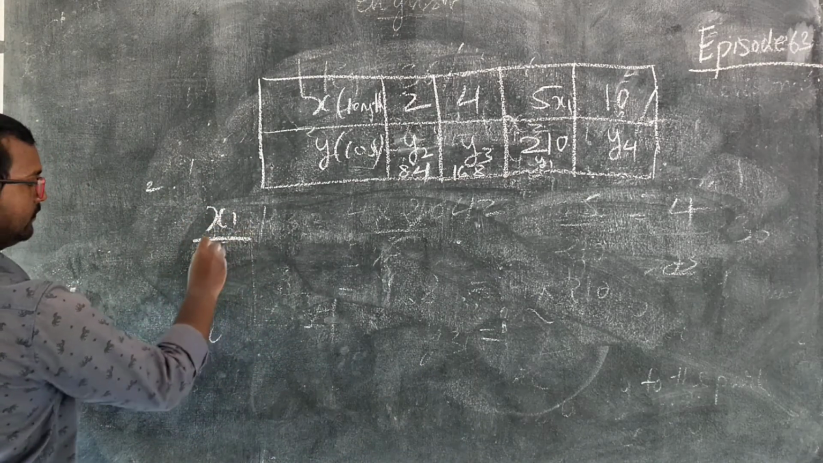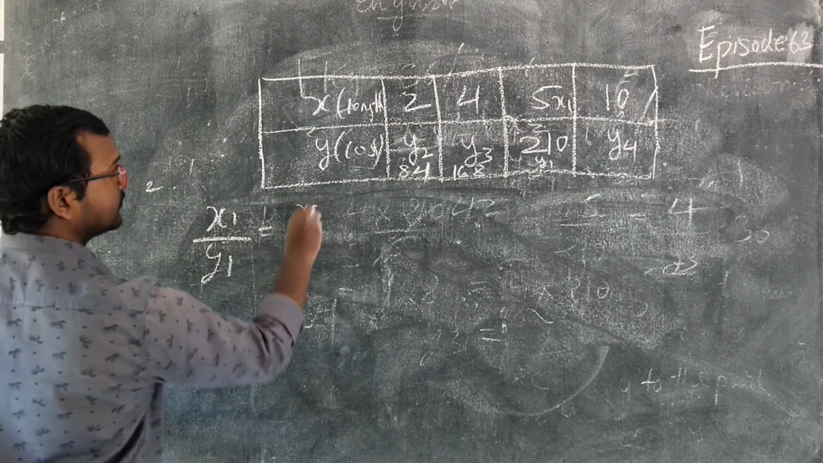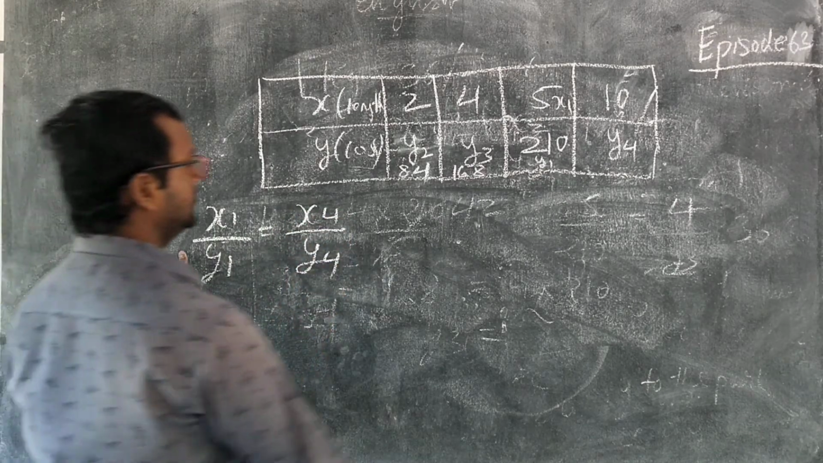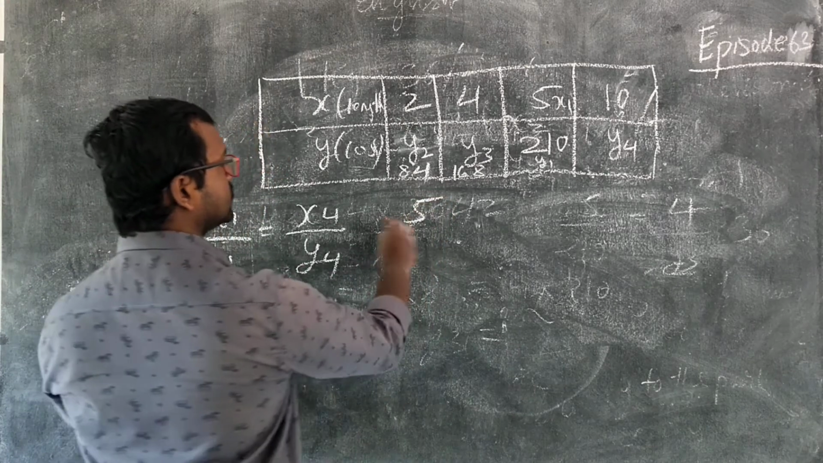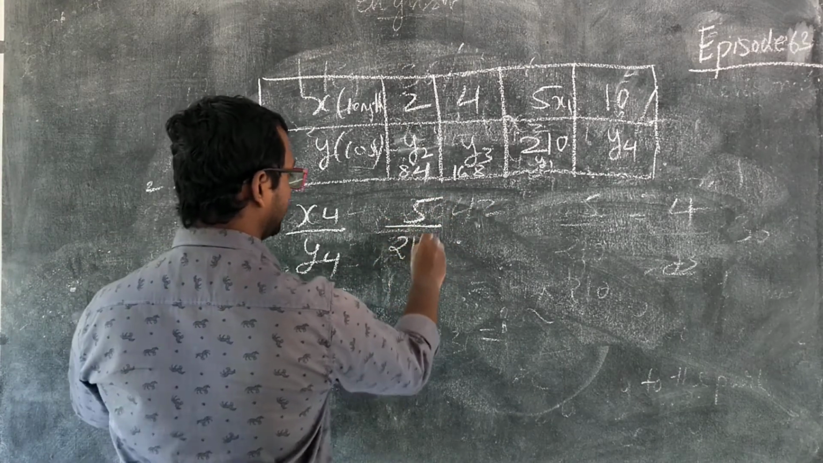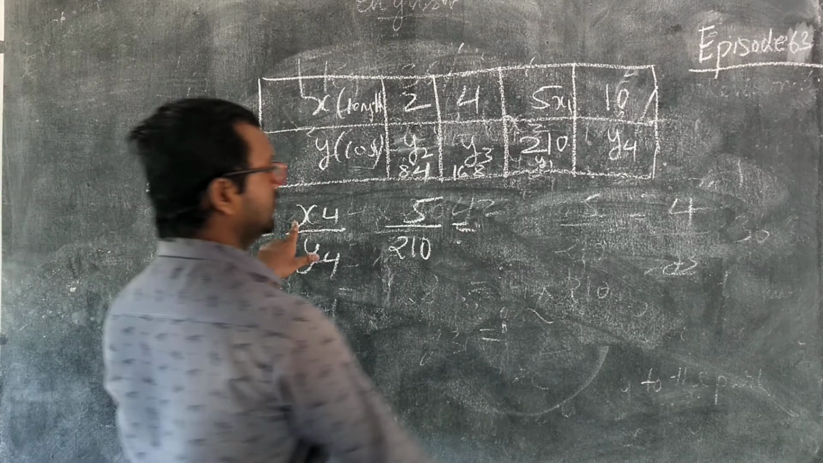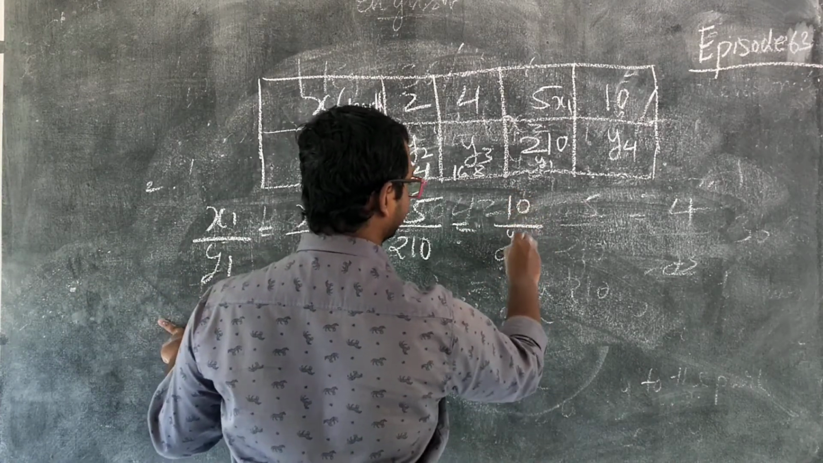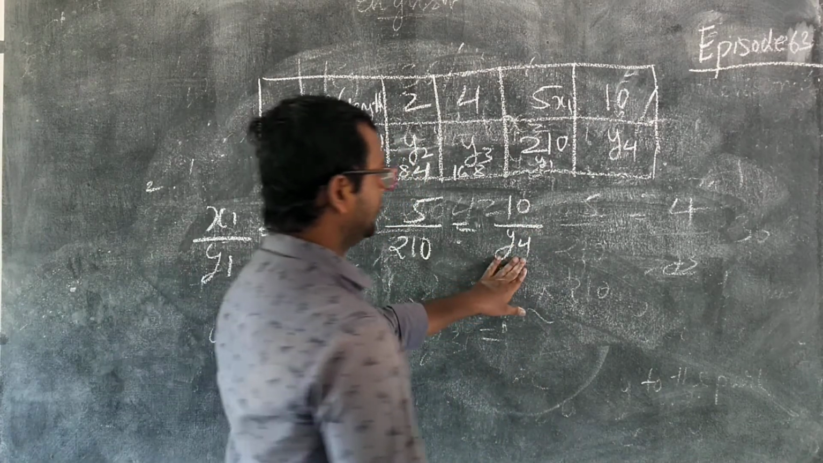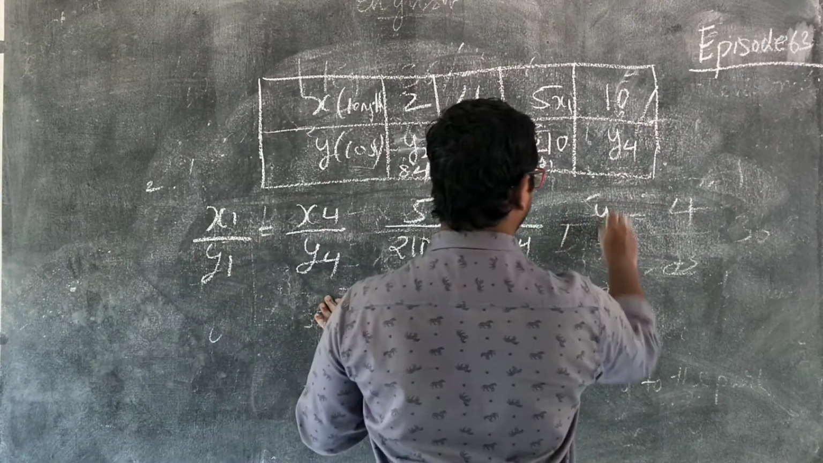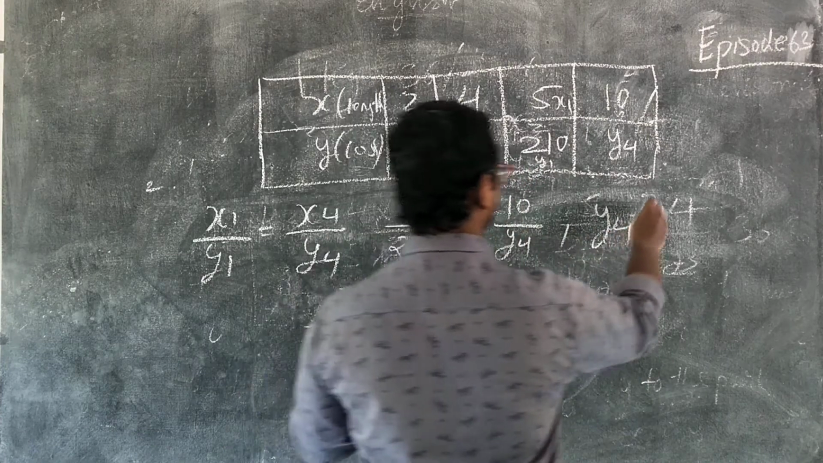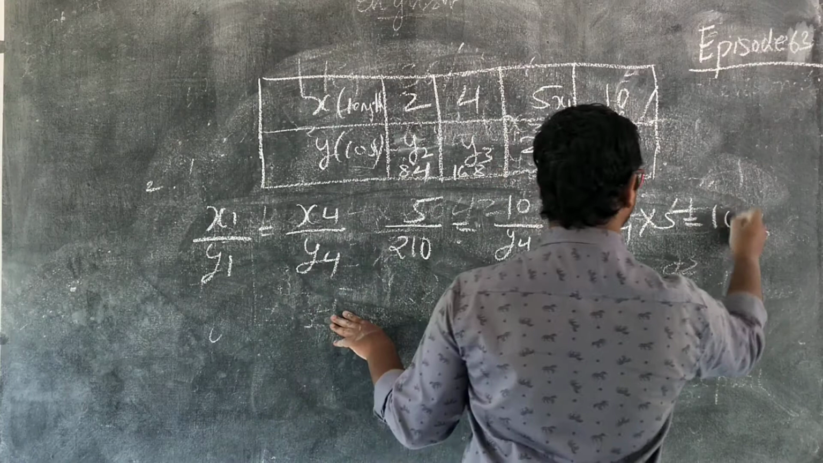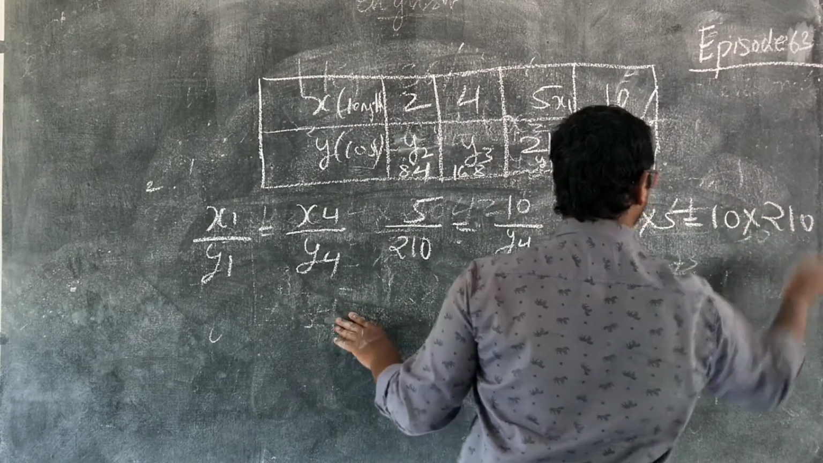x1 by y1 is equal to x4 by y4. So x1 is how much? 5. y1 is how much? 210. x4 is how much? x4 is 10 and y4. Okay, we want to find the value of y4. So y4 into 5 is equal to 10 into 210.